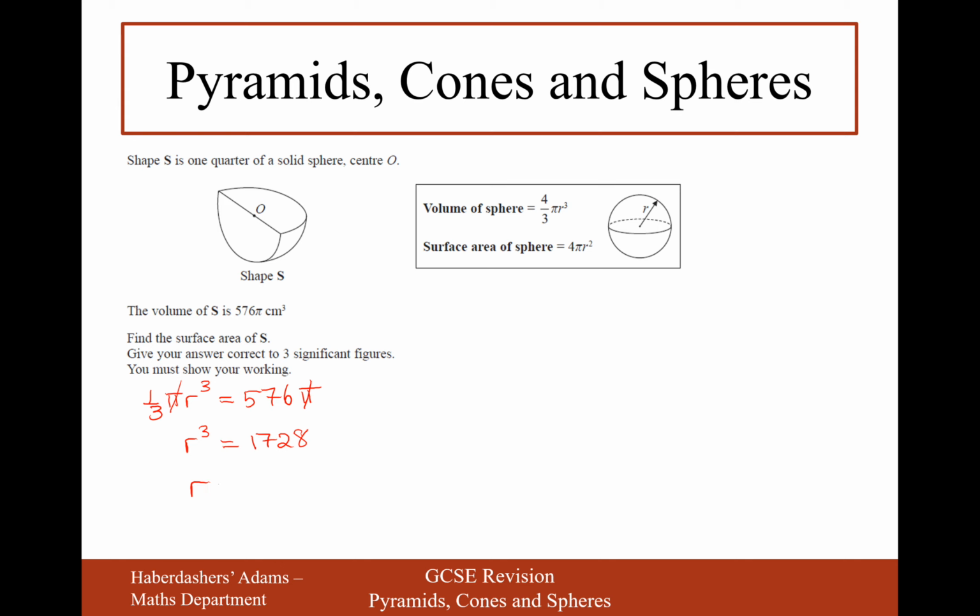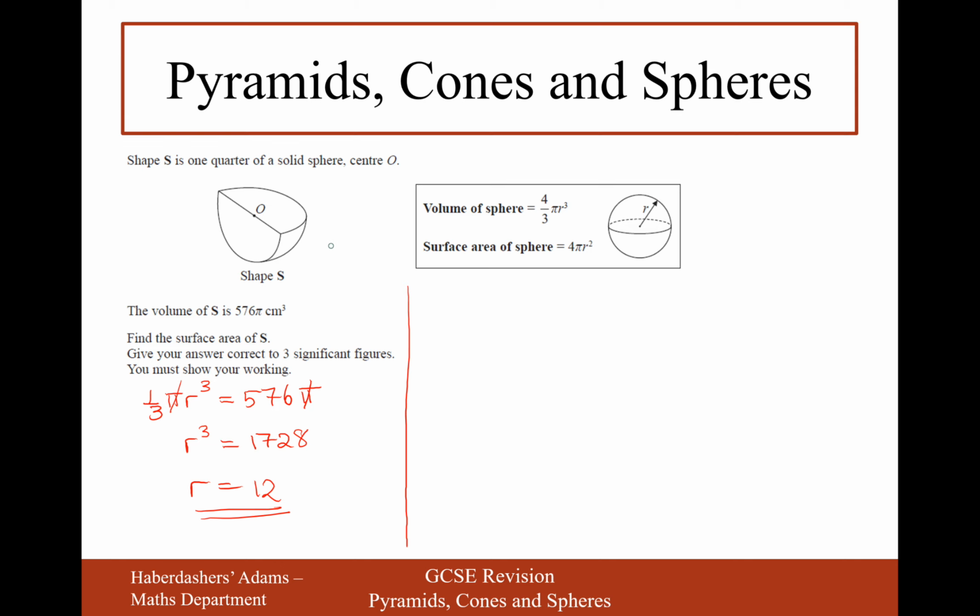Then do the cube root of this on both sides. So it's going to be the cube root of the answer, and that gives us 12. Right, so we've now got the radius value of 12. Now let's go ahead and work out the surface area of S.